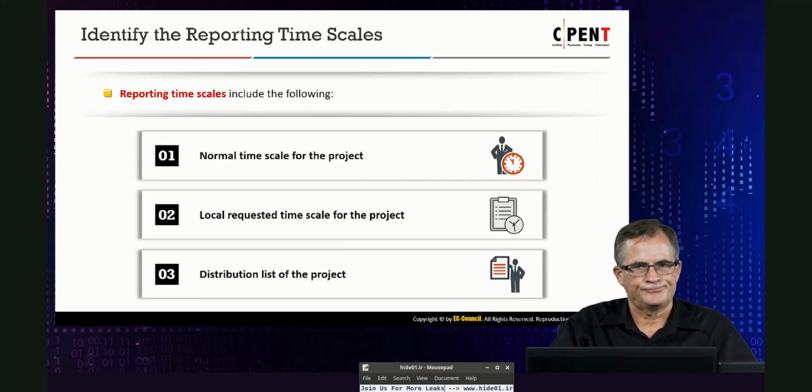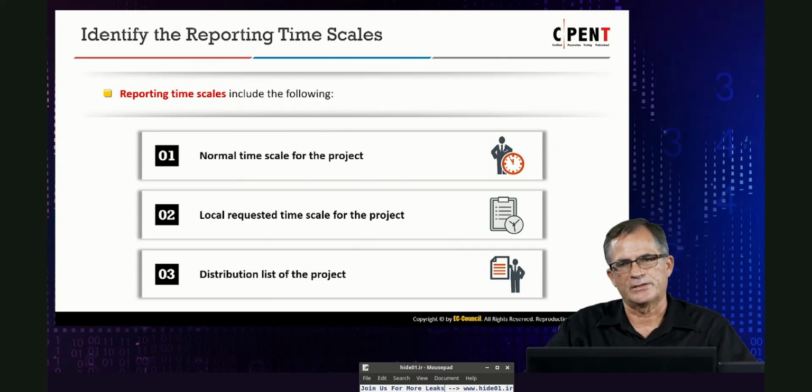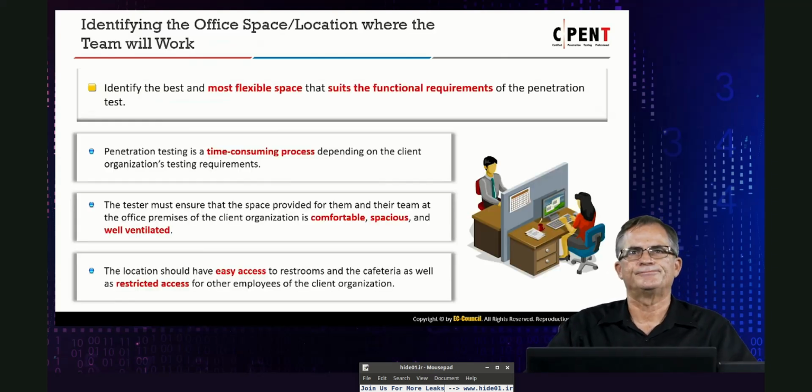Time and location. So, normal time scale for the project, local requested time scale, and distribution list of the project. Remember, if we do external testing, then we've got to know when we test, but when we go on site, we've got to make sure they know when we're coming on site so they're ready for us, because we almost always need assistance for internal testing in particular from the IT staff of the site.